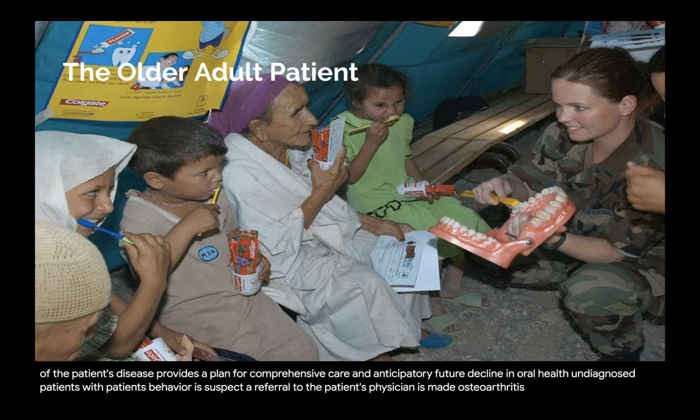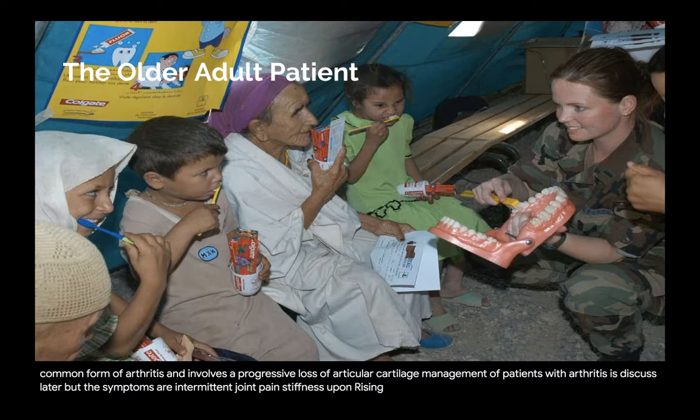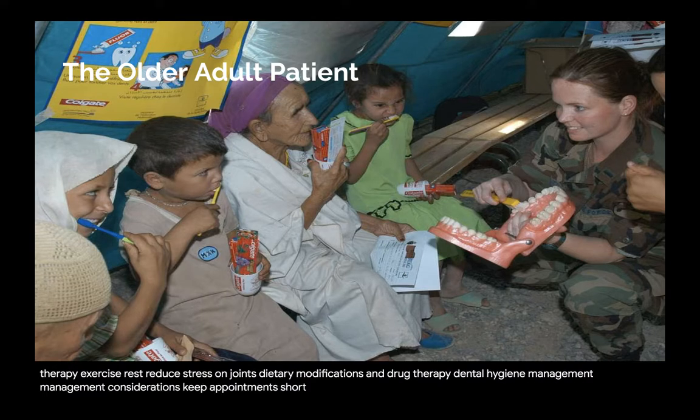Osteoarthritis. Osteoarthritis is the most common form of arthritis and involves a progressive loss of articular cartilage. Management of patients with arthritis is discussed later. But the symptoms are intermittent joint pain, stiffness upon rising, and crepitation or creaking joints. Treatment: physical therapy, exercise, rest, reduced stress on joints, dietary modifications, and drug therapy. Dental hygiene management considerations: keep appointments short, schedule afternoon appointments, allow breaks to rest the jaw.